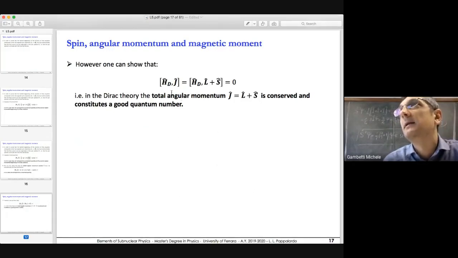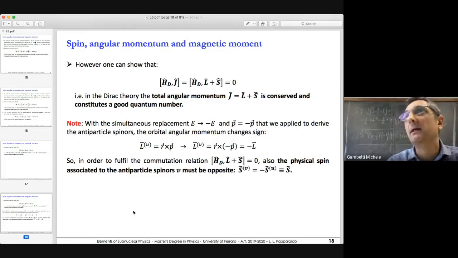However, this holds for the total angular momentum J. J is defined as L plus S, so orbital angular momentum and spin. If you now calculate the commutator of the total angular momentum with the Dirac Hamiltonian, then you find that it does commute. So the total angular momentum is indeed a conserved quantity and constitutes a good quantum number. However, it is not a two-valued operator. You can take essentially any value. So we cannot use this as an argument for the twofold degeneracy anyway.